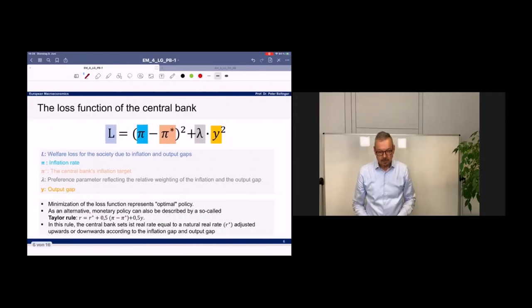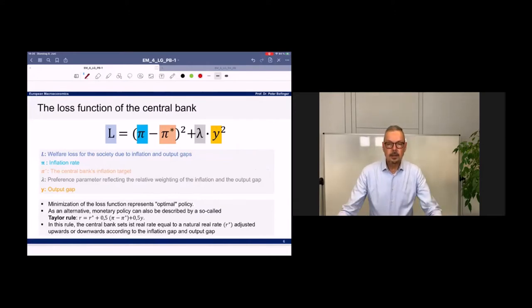And then we have the loss function of the central bank. That's how we represent monetary policy in this simple model. Here we assume that the loss of the central bank is determined by the inflation gap and the output gap. The inflation gap is simply the difference between the actual inflation and the inflation target.